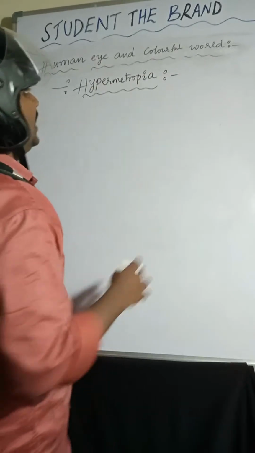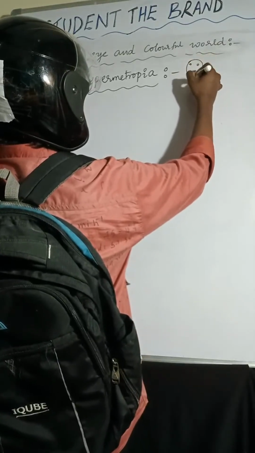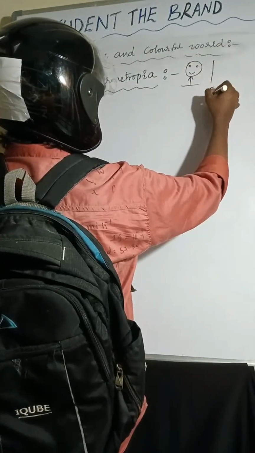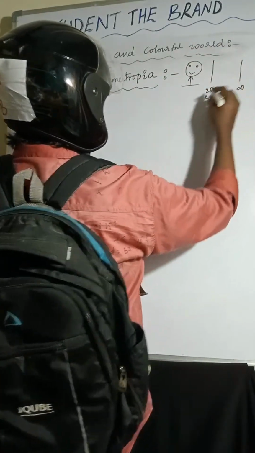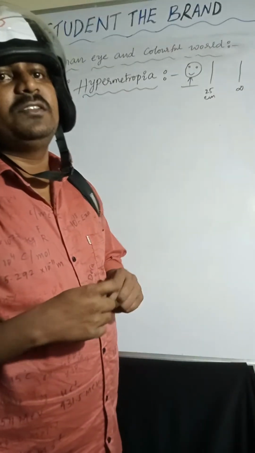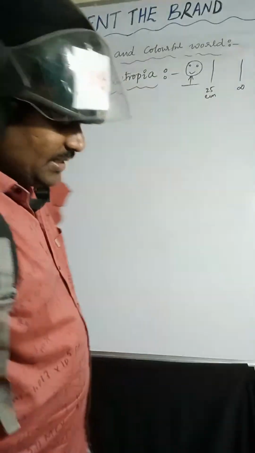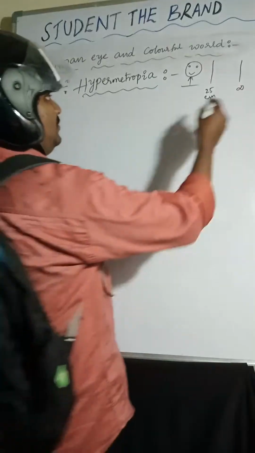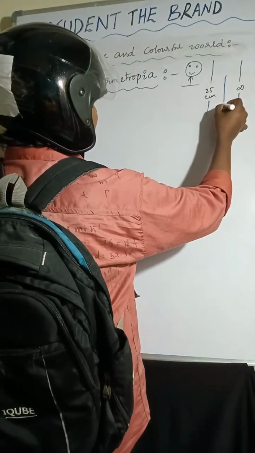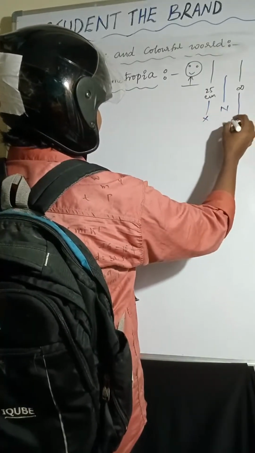Hypermetropia. So hypermetropia is nothing but the person who has hypermetropia can see far distance objects. 25 centimeter, this is infinity. Hypermetropia means the person is able to see the far distance object, but can't see the near distance object. Okay, so between 25 to infinity you can see, that is N dash. You can't see this one, we can see.